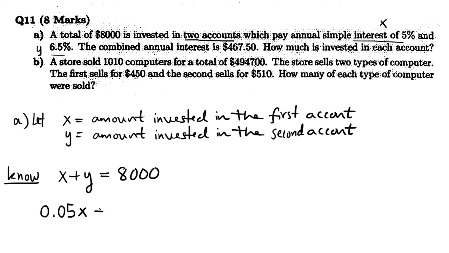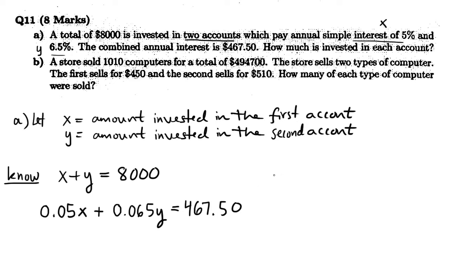Now, we have more interest, though. We have interest earned from the second account as well. How do we get an expression for that? Well, same thing. We're going to change this 6.5% into a decimal, so 0.065, and we multiply by the amount we invested, y. This expression gives us the total amount of interest. And they actually tell us that it's 467.50. And look, we have a system of equations now.